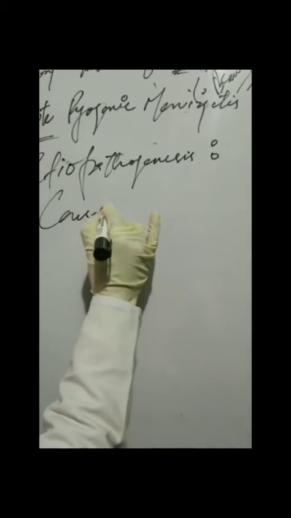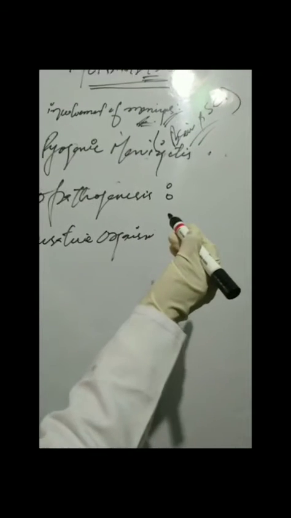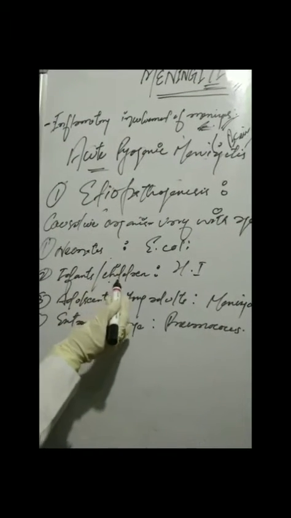The first thing we have to deal with is the etiopathogenesis. The important thing you have to keep in mind is that the causative organism of meningitis varies with age. Here we classified the age into 4 groups: first, neonates, infants and children, adolescents and young adults, and the extremes of age.